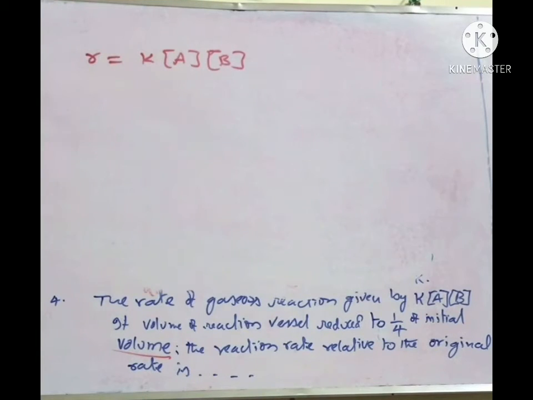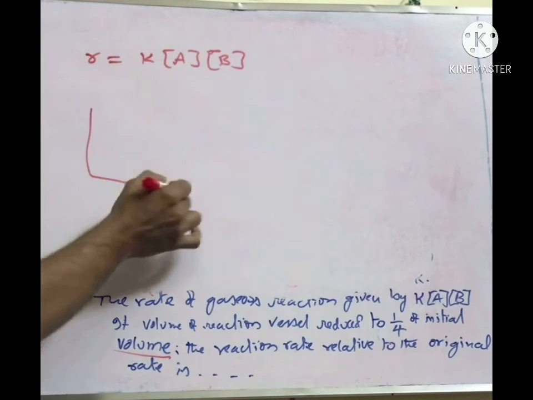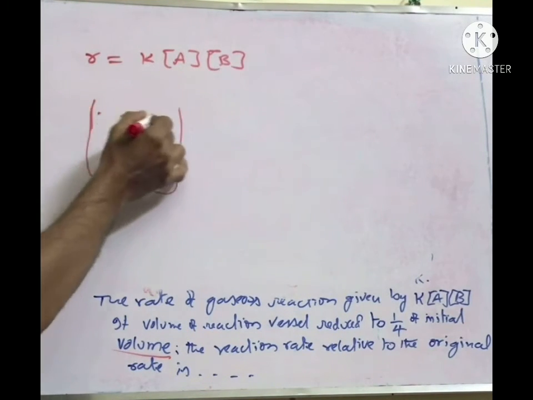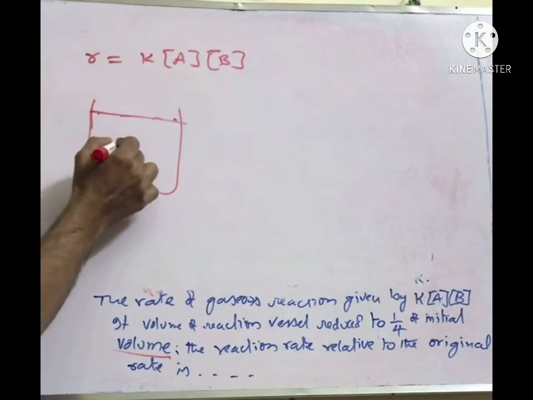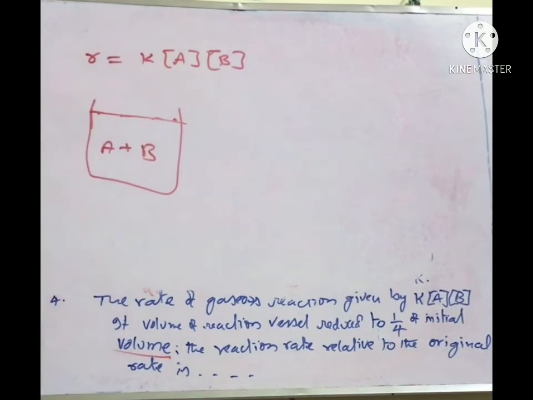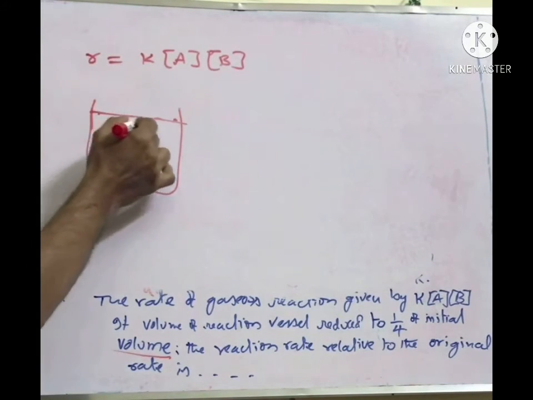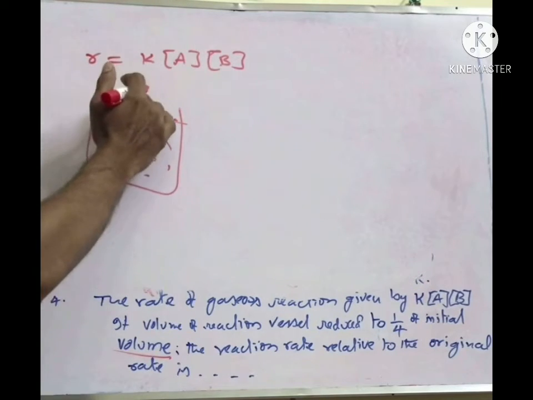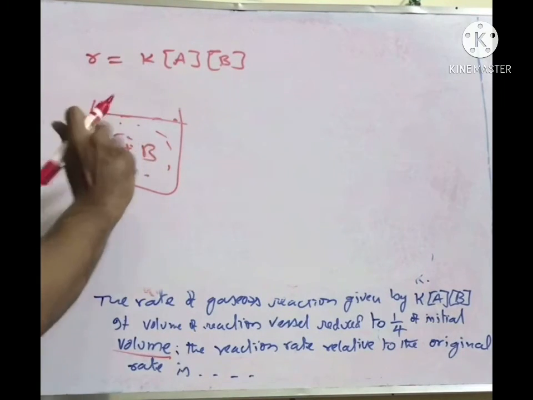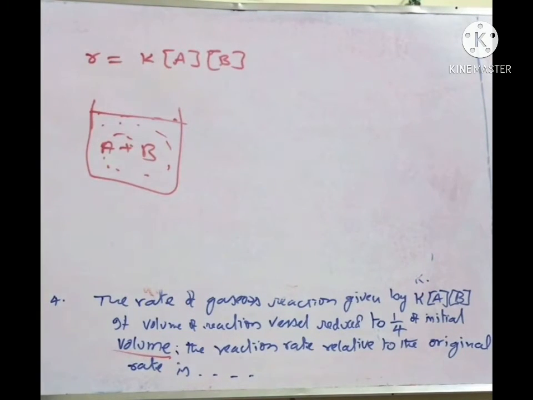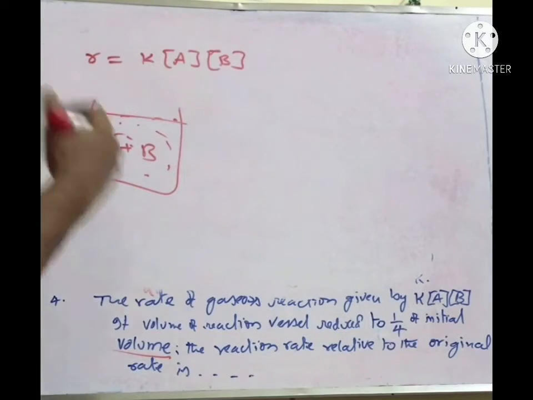In order to find out, you remember whenever we have a closed vessel and A and B are gases, those two need to react. If the vessel size is reduced, what will happen? They will come very near to each other. The reaction rate will increase, collisions are more as per collision theory. So the number of collisions is more, so the chance of reaction is higher, so the rate of the reaction will increase.